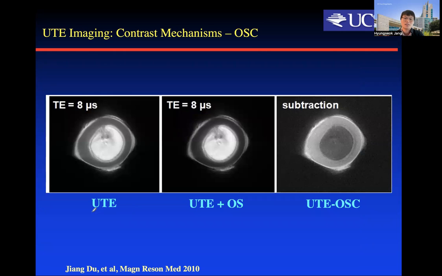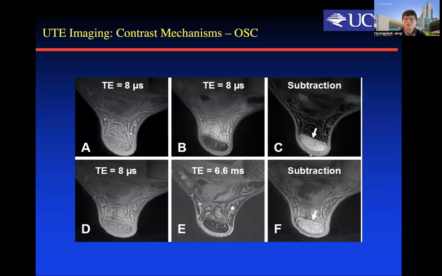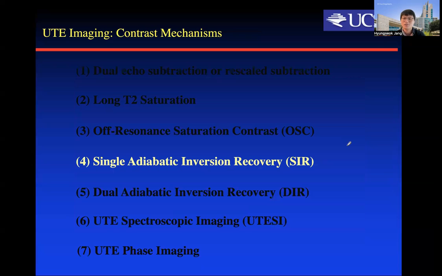So you can see this UTE, and then UTE with the off-resonance saturation, and then you can see that the short T2 signal is very dark. And by doing subtraction, you can actually get these short T2 tissues with the long T2 tissue suppressed. Okay, this is another example with this technique. You can see the Achilles tendon in very high contrast, which is quite good.